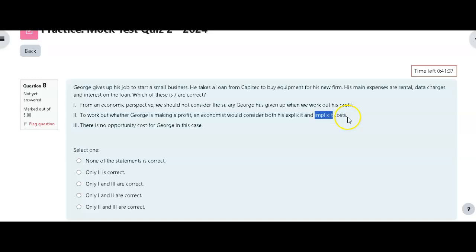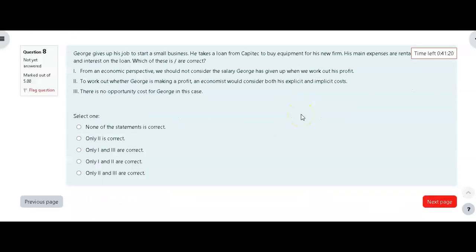So let's say the person who opened up the business was before a soccer player and he was earning a salary of $1 million. If you open up this business, that $1 million will be an opportunity cost. So that's how you work out the profits, by subtracting also that $1 million. Very dumb, but yeah, that's how they do it.